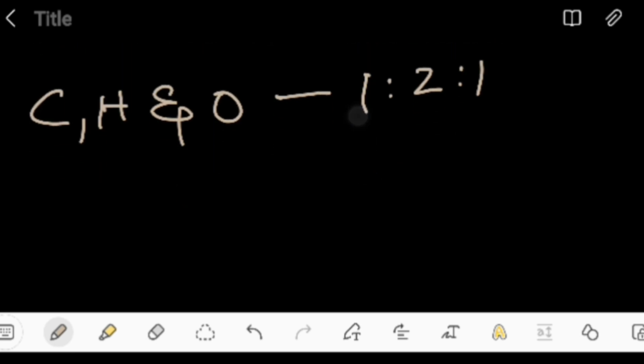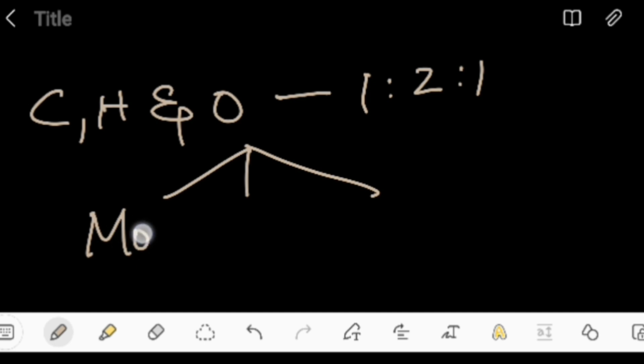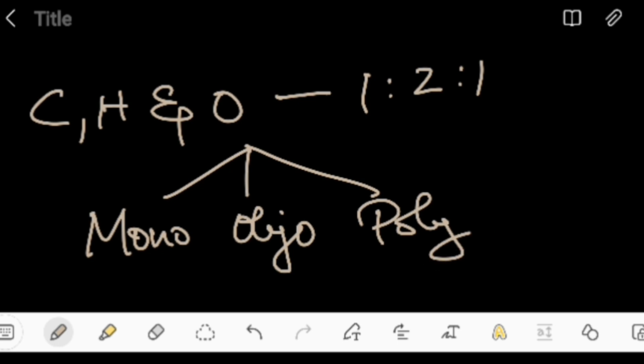Now, carbohydrates are the main energy providers of our living system. These carbohydrates are divided into three, that is monosaccharides, oligosaccharides, and polysaccharides. This is a point which we studied in chemistry.